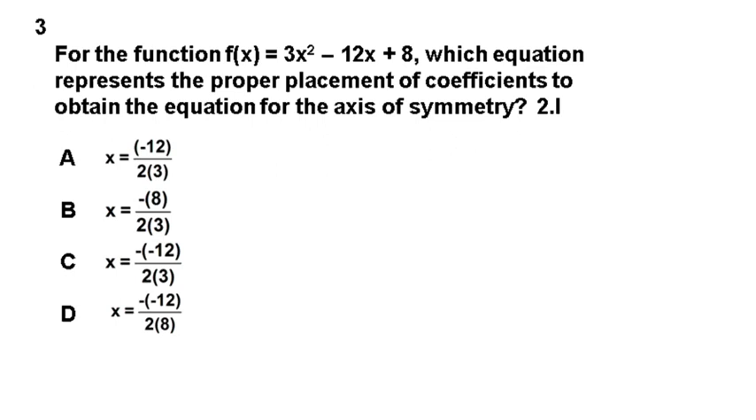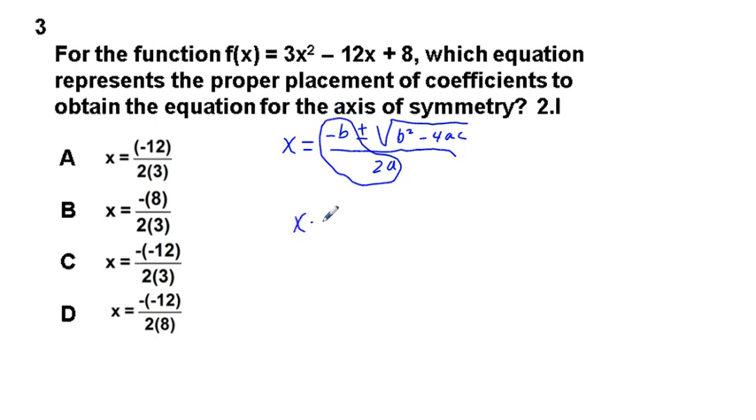Next, 3, for the function f(x) equals 3x squared minus 12x plus 8, which equation represents the proper placement of coefficients obtained in the equation for axis symmetry? This evolved from the quadratic formula, which is x equals -b plus or minus square root of b squared minus 4ac over 2a. And this part of it right here is our axis of symmetry formula. So x is equal to -b over 2a.